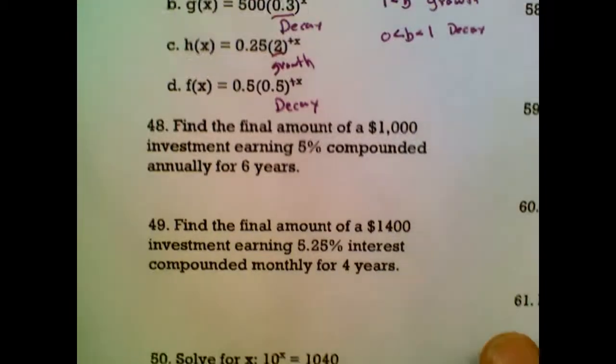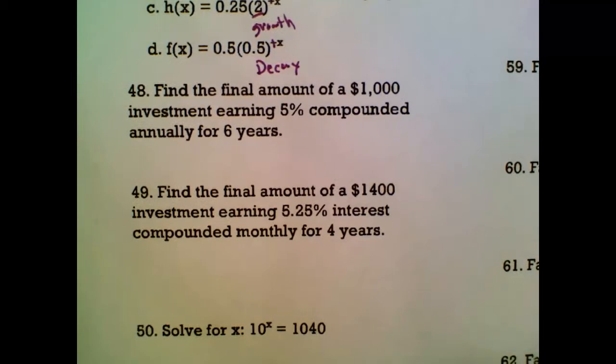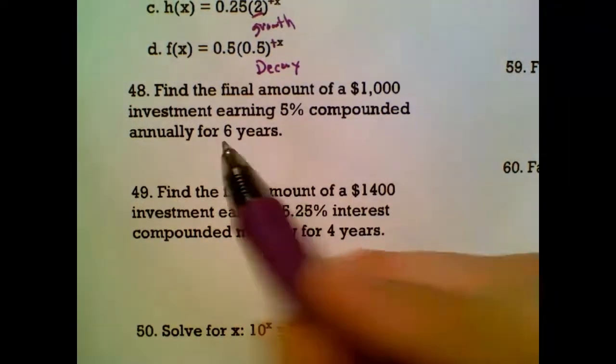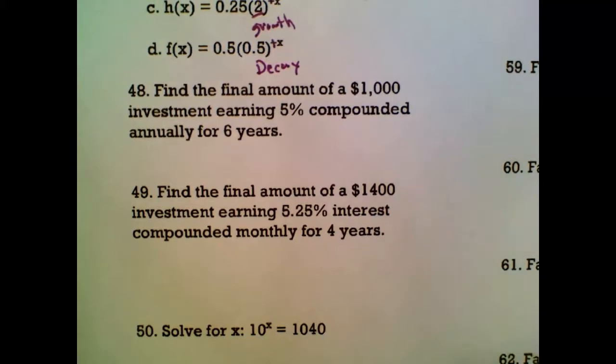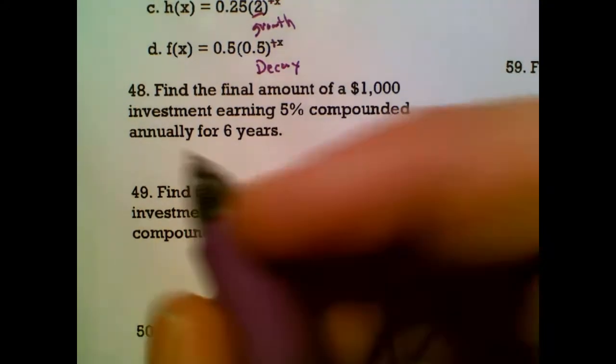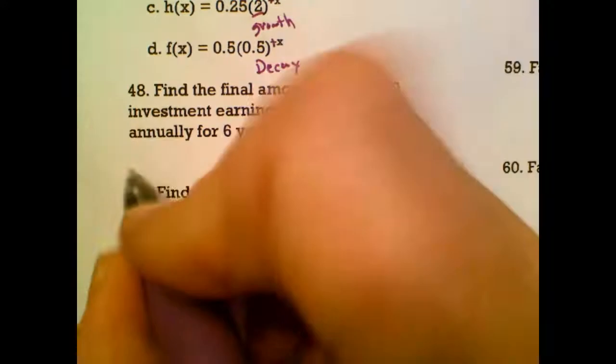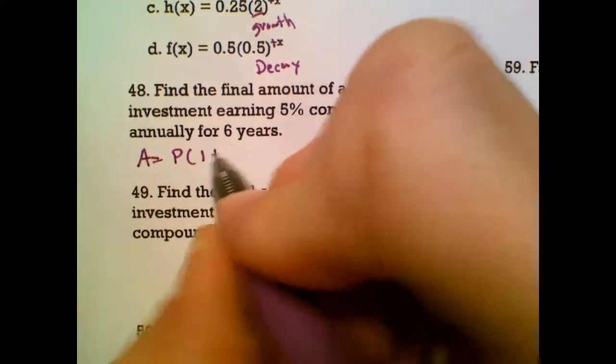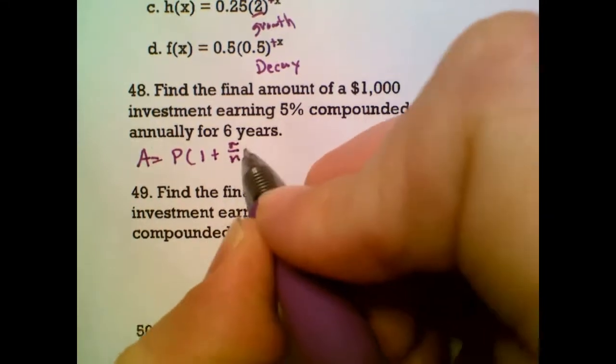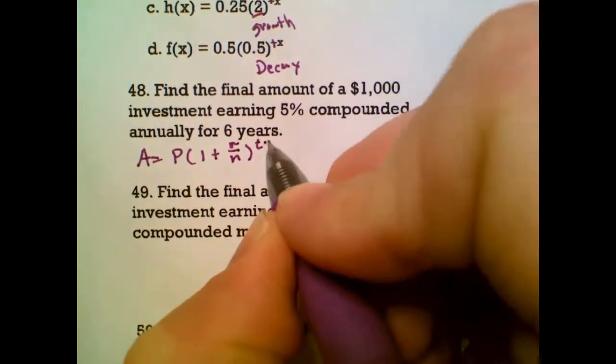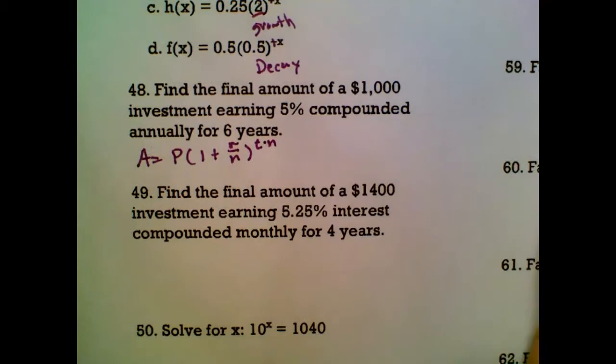Okay, moving on to number 48. 48 says, find the amount of a $1,000 investment earning 5% compounded annually for 6 years. For this, we're going to use that compound interest formula that I taught you. Remember, we have A is equal to our principal times 1 plus our rate over n, to the power of t times n. So we got to figure out the p, the r, the n, and the t.